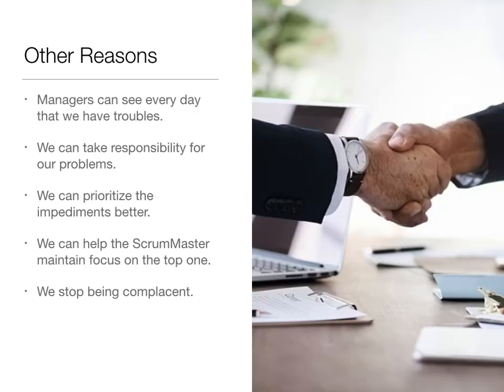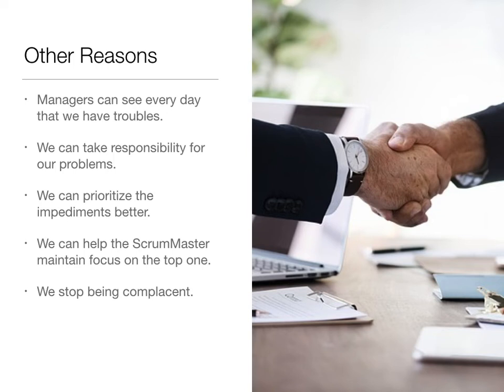Managers can see every day we have troubles. Every day we have impediments. They no longer have the plausible deniability that, well, you never told me about the impediments that you had. We, as a team, can take some responsibility for our problems. At least we can take responsibility for identifying them, and often also identifying a decent solution that could be implemented to fix them. If we have a list, we can prioritize the impediments better, and we're more likely to put the right ones at the top and the less important ones towards the bottom of the list, or perhaps even off the list.